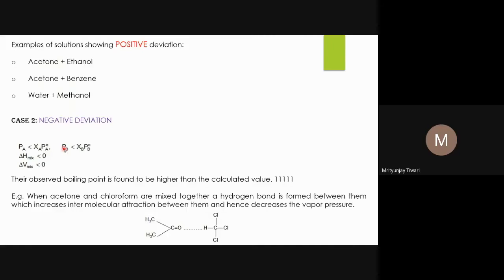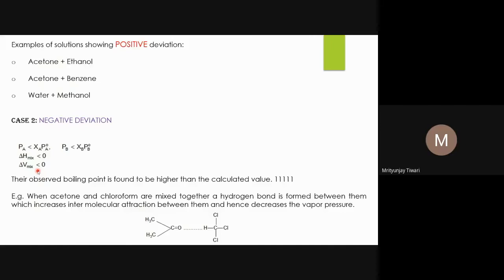You can look at the equations in your physics, how the force that we call interaction is related to the energy. So now the delta V mixing is also negative. Why is it negative? Because if the interactions are stronger after mixing, it means in the solution these molecules will be closer to each other. If the molecules are closer to each other, they will occupy less volume.